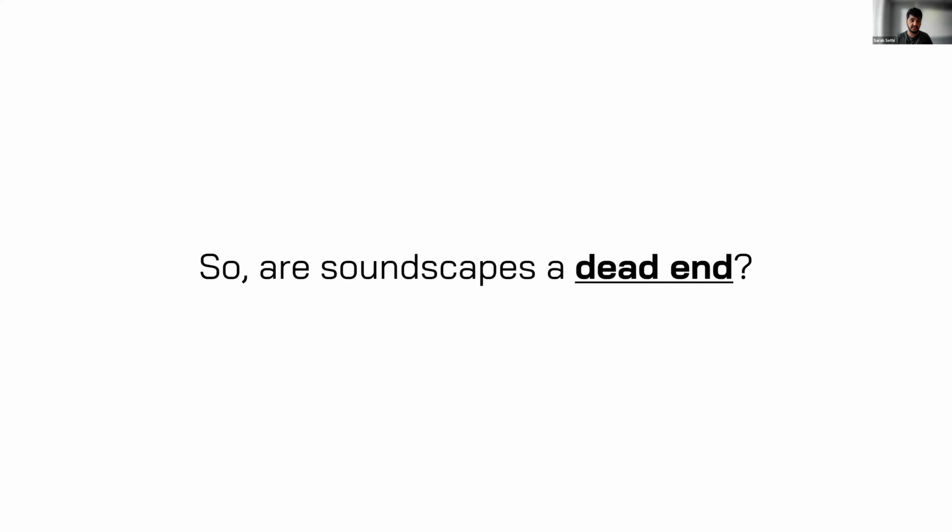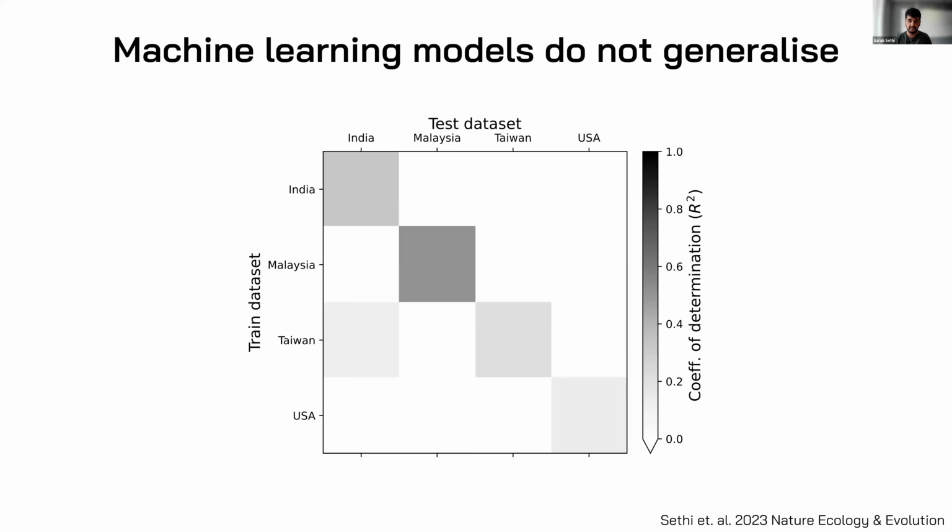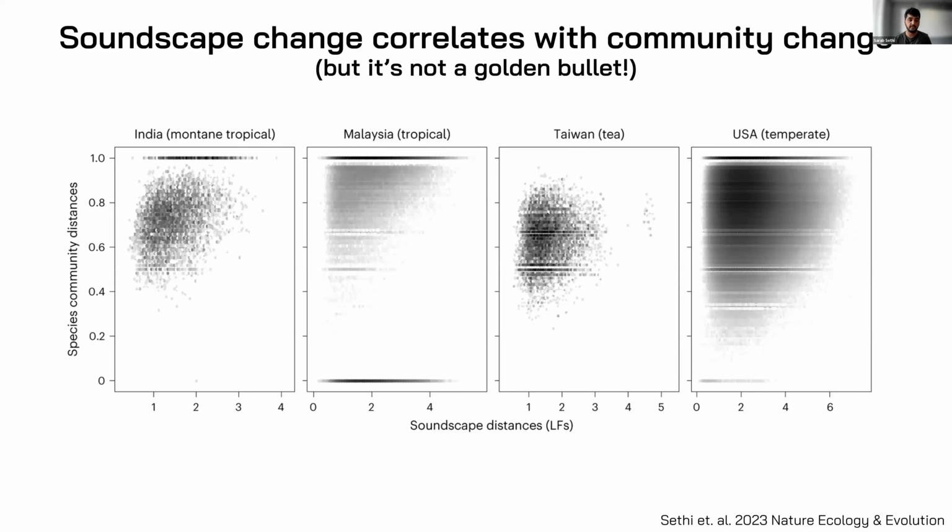And so, the first answer to this is no, it's not a dead end, because with ground truth data, you can predict quite a lot. But another thing is, without even ground truth data, there's some indication that soundscape change correlates with community change. So here what we're looking at is pairwise distances between the soundscape features of audio files, and pairwise distances between the species communities recorded in those audio files on the y-axis.